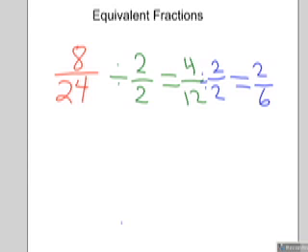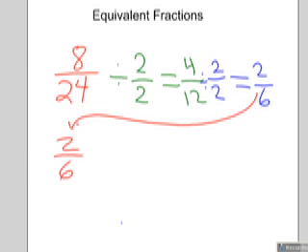Now let's bring 2/6 down here because we kind of ran out of room. We're going to bring it over here, 2/6. And tell me something. Is that as reduced as it can get, do you think? No. How did you know? Because one goes into both of them. One will go into all of our numbers, won't it?